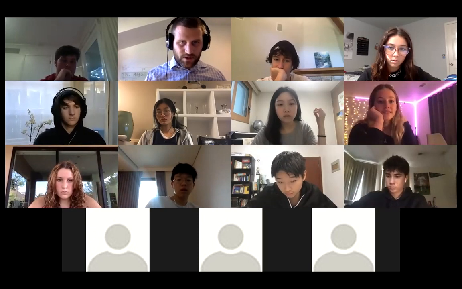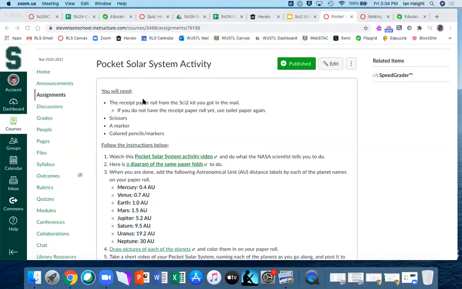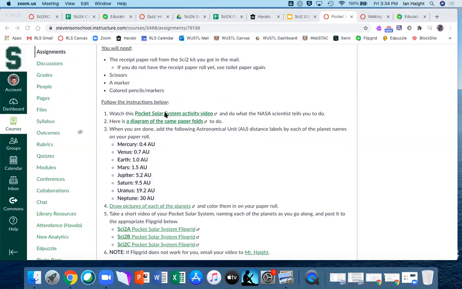So I'll show you the assignment here one more time. I've got what you will need, and then I've got instructions for you to follow. There's a video you can watch. There's also, again, kind of a written description. You're going to be cutting the paper and then folding it to measure distances. But the point is to make a strip of paper that has the planets mapped out on it. The sun on one end, and technically Pluto and the asteroid belt on the other.